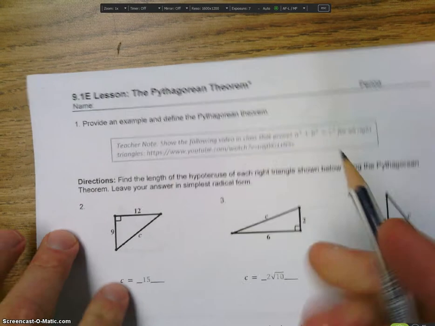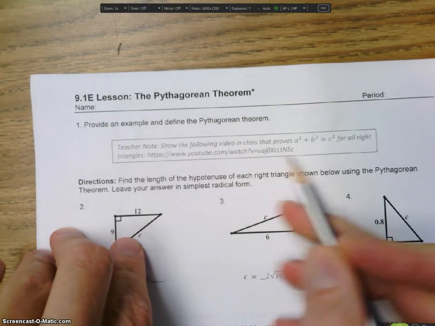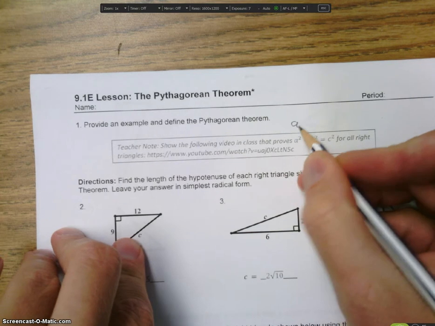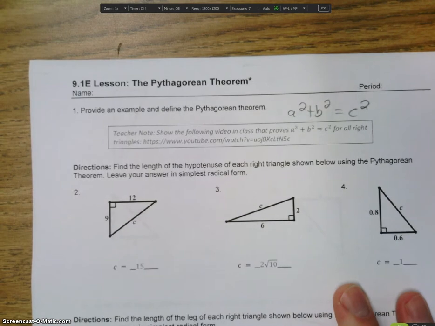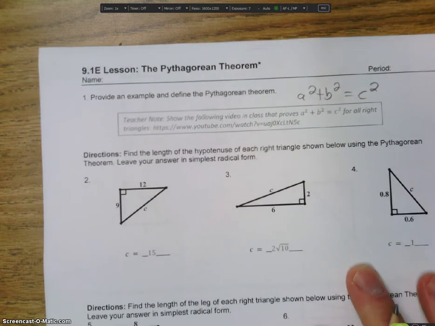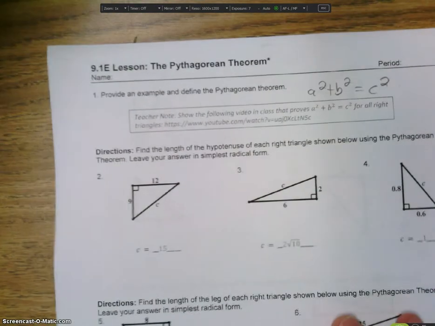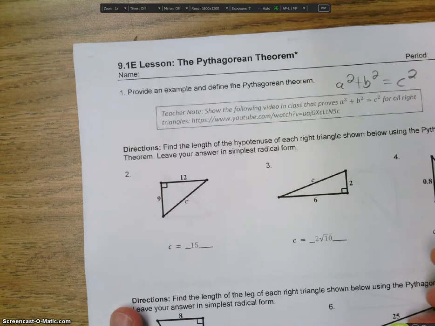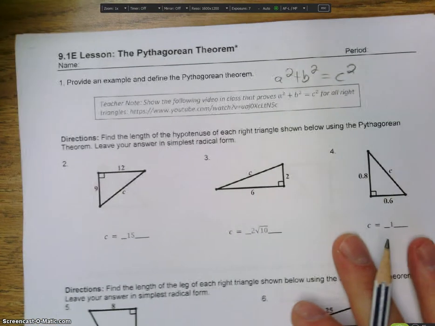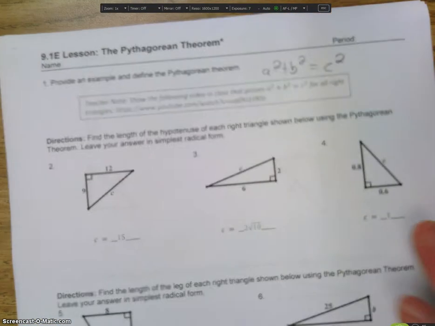Okay. You guys have watched this video with the annoying song that showed you that a squared plus b squared equals c squared. You believe it? It's called the Pythagorean theorem. You might have done this last year. You might not have, but we're going to take it a little further. We're going to make sure that we incorporate what we learned about radicals as well.